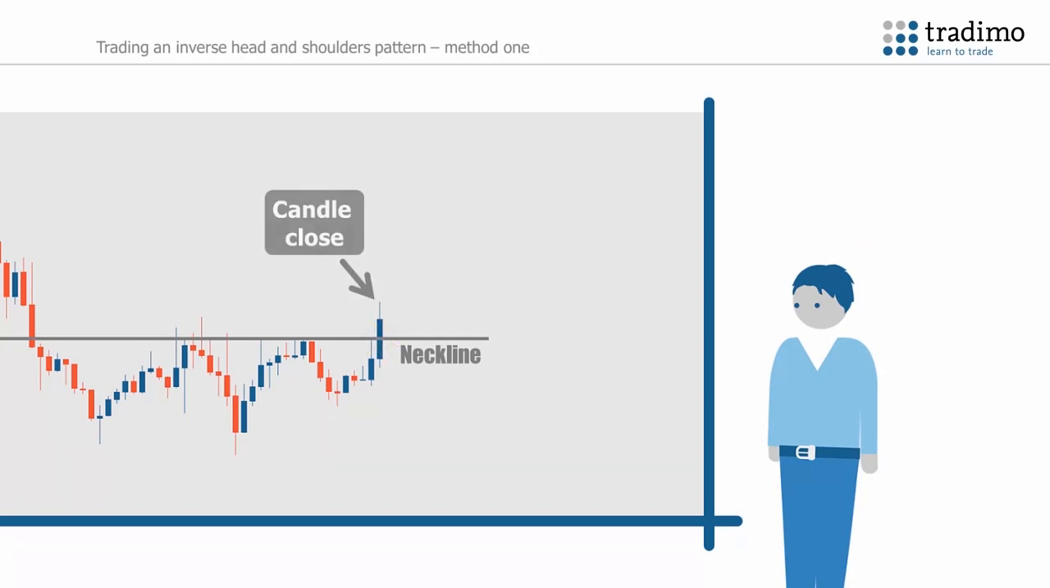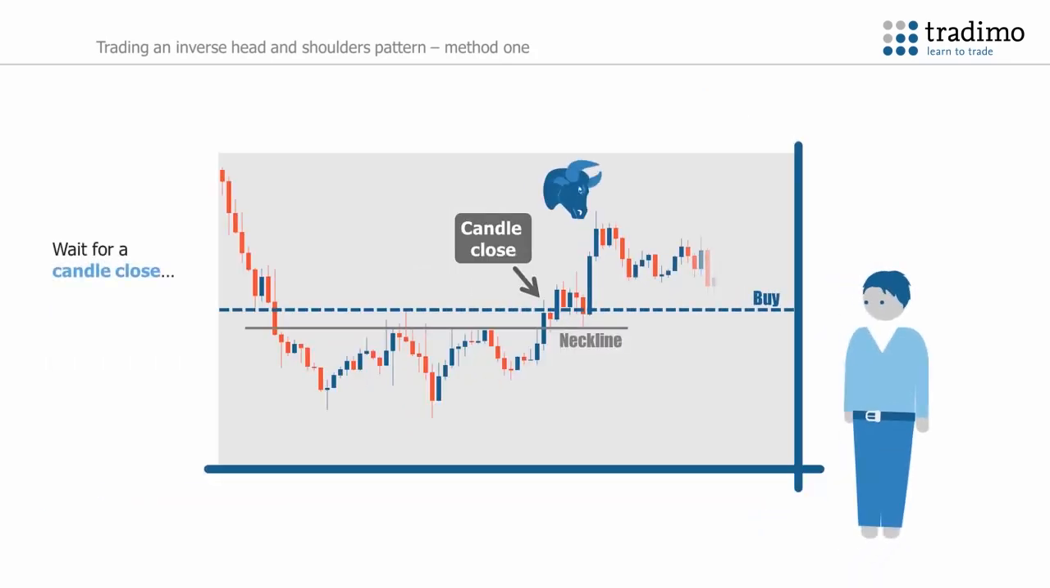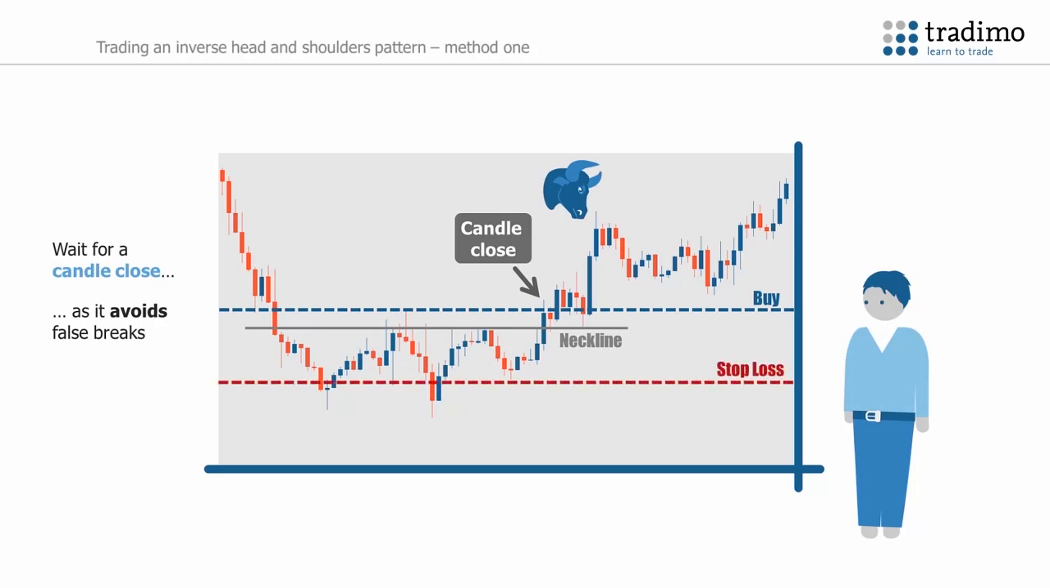It is a good idea to wait for a candle close above the neckline before you look to enter a long position, as it confirms that the bulls are in control and avoids false breaks. You can place a stop loss below the right shoulder in case the pattern fails and price continues moving down.